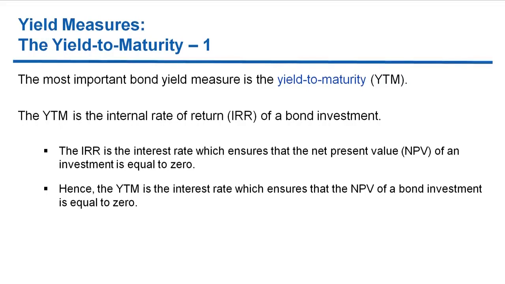So, as we said in the introductory unit, the yield to maturity is the internal rate of return of a bond investment. What is the internal rate of return? Internal rate of return is that particular interest rate that makes the net present value of an investment equal to zero, which means that the present value of the cash flows is equal to the initial value of the investment in correspondence of the internal rate of return.